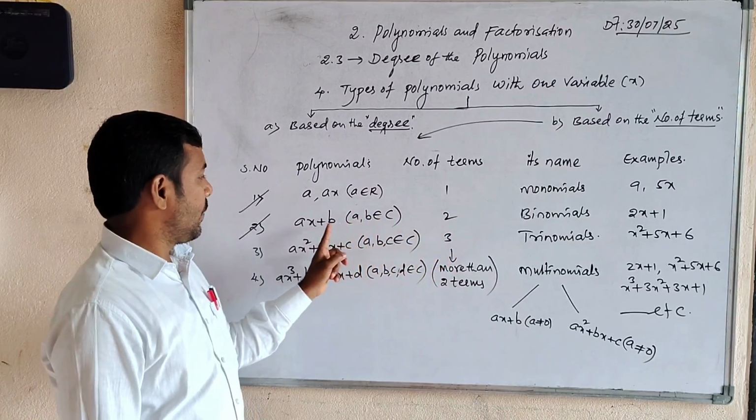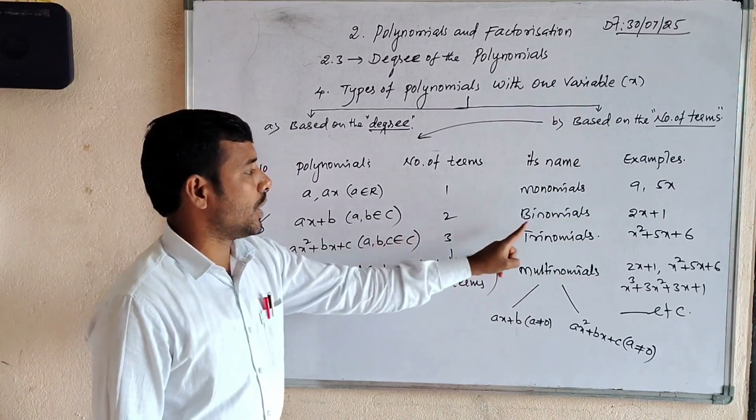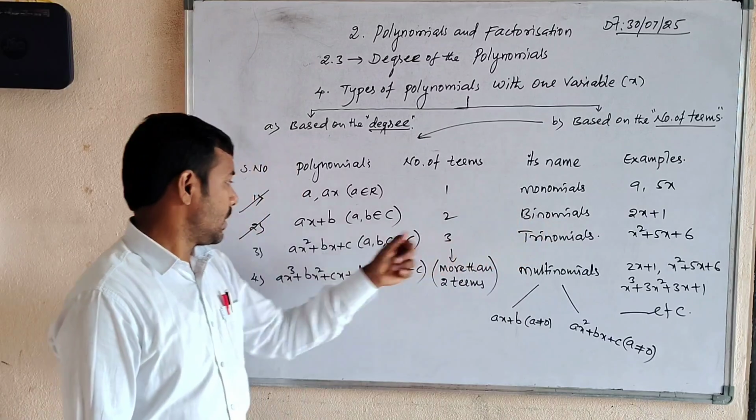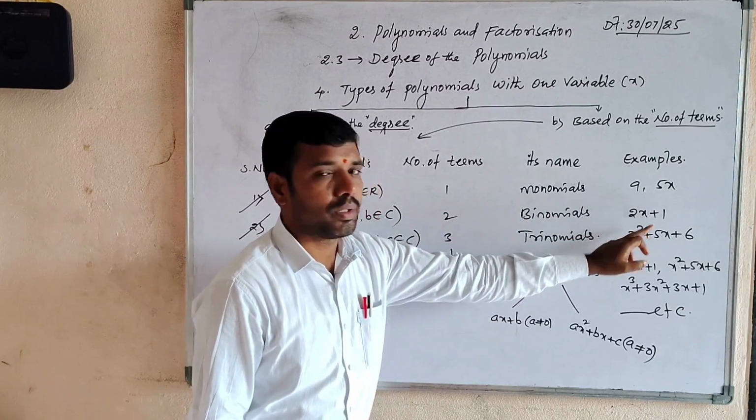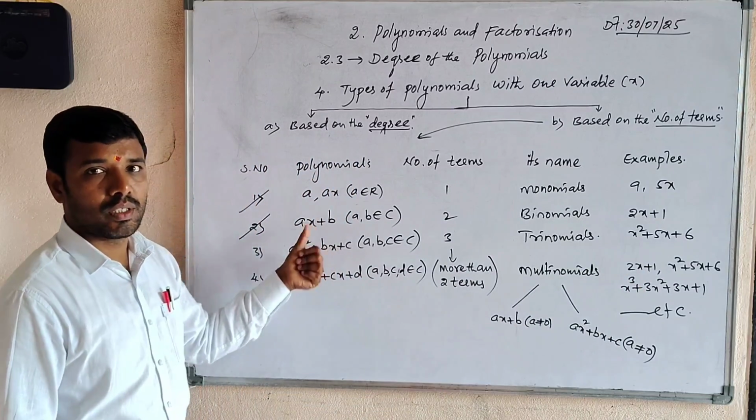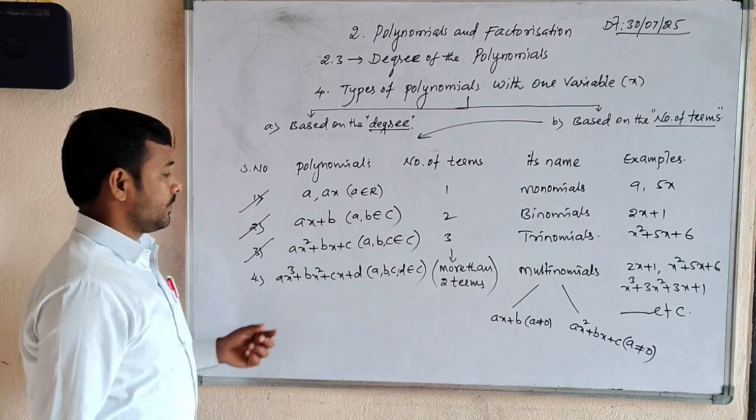The polynomial which contains two terms is known as a binomial. So for that reason this is a binomial. So this is one example based on this one. Let us go with the third one.